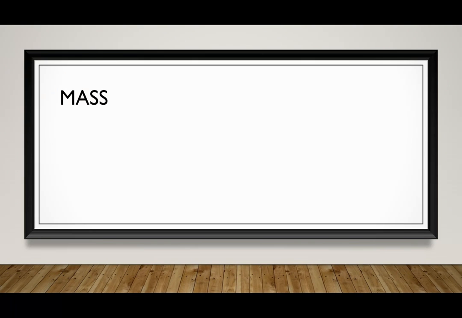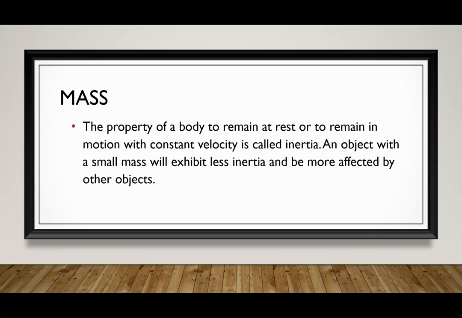Okay. Bodies are going to keep doing what they are doing because they are too lazy to change what they're doing. So, mass. What is mass? Mass is the property of a body to remain at rest. Another word for mass is inertia. So, we call mass inertia in physics. We call mass matter in chemistry because mass is the measure of the amount of matter in a substance. Okay. And so, the amount of matter causes an object to want to resist change. Okay. So, mass is the property of a body to remain at rest or to remain in motion, and it's called inertia. An object with a small mass will have a smaller amount of inertia than an object with a large mass.